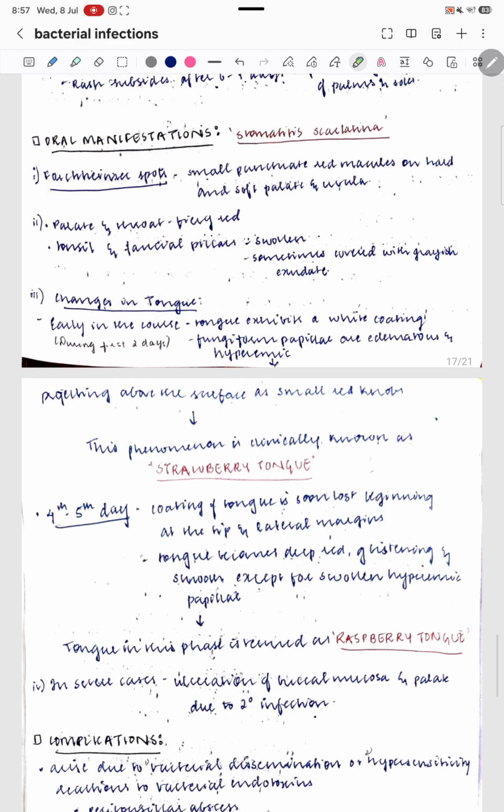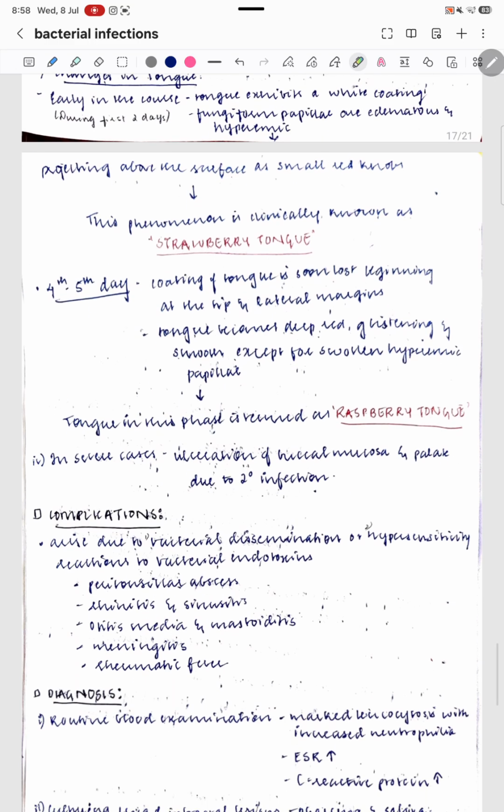Then there is something called strawberry tongue, which has been asked a lot of times. So what is strawberry tongue? There are changes seen in the earlier course of scarlet fever, in which the tongue exhibits a white coating, and the fungiform papillae are edematous and hyperemic. Basically, fungiform papillae become edematous and hyperemic, projecting above the surface as small red knobs. So they give this red knob appearance. And this is your strawberry tongue.